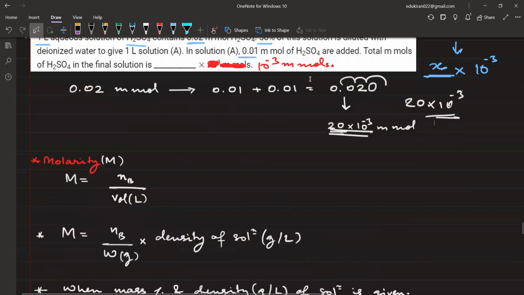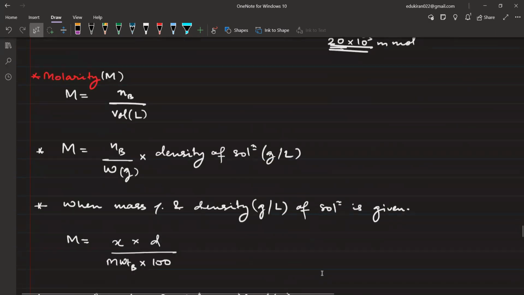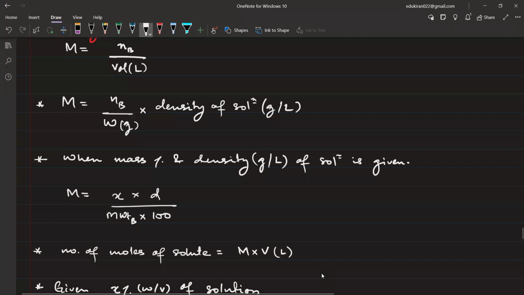कुछ सवाल रह गए हैं बस. I think 2 or 3 more questions. What is molarity? Molarity, number of moles upon volume of solution in liters. Since I have not written A or B, it means solution. Number of moles of solute upon volumes of solution in liter. Molarity is also number of moles of solute divided by the mass of solvent in gram into the density of solution, into the density of solution in grams per ml.